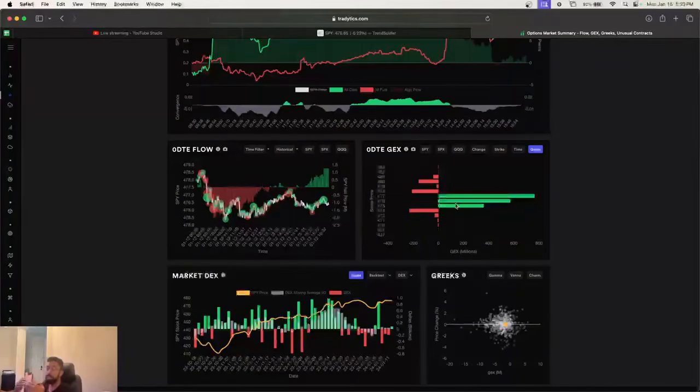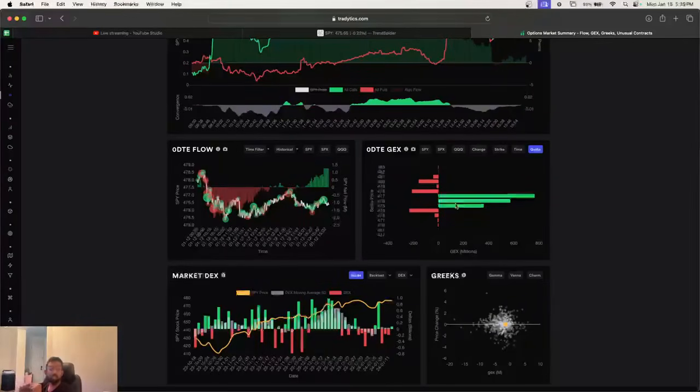So the greens always act as supports or resistance, while the reds are basically where the price wants to attract. Here, if you see, 474 has been building a little bit of GEX there. So 474 is a major attracting level for the market, as per this chart here.